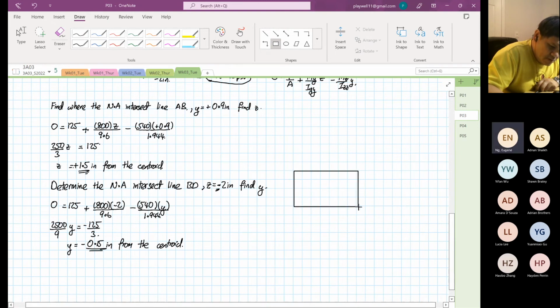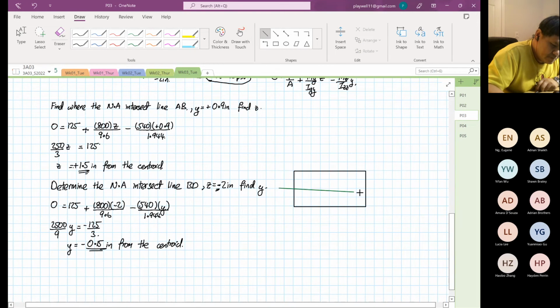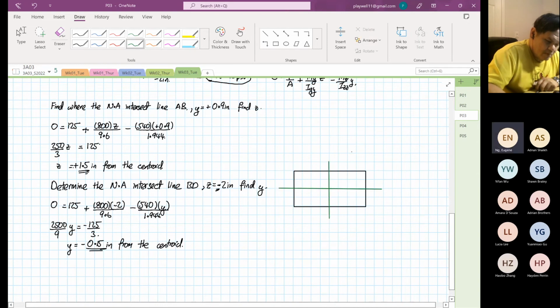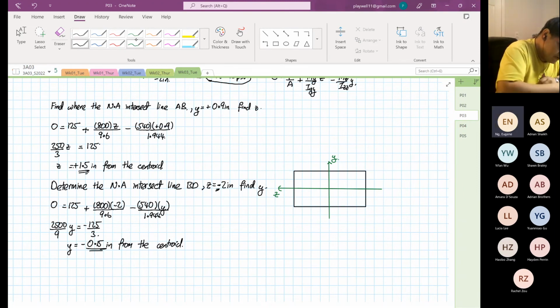So this is 8. Okay. And then I'm going to sketch our axis. Okay. So on the centroid, we know that this is our positive z direction. This is our positive y direction. Okay. So on z is positive 1.5. Okay. So this is one of our points.